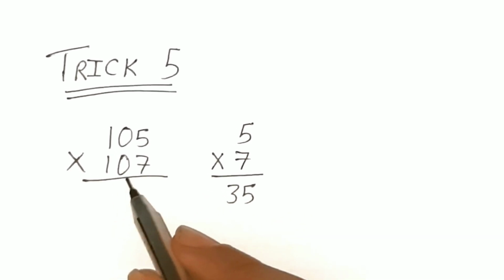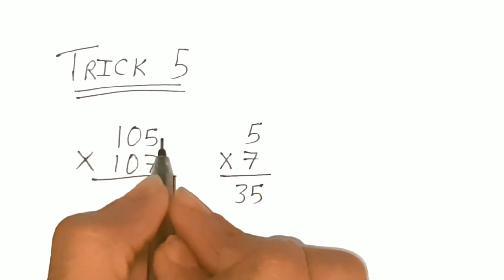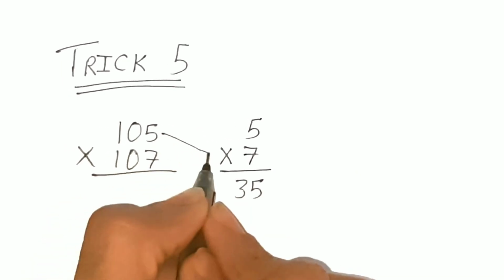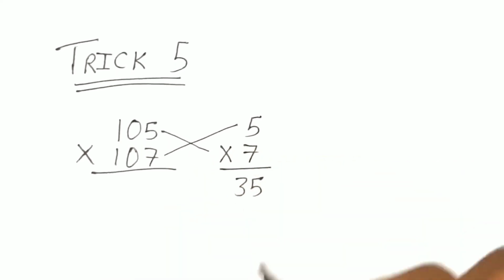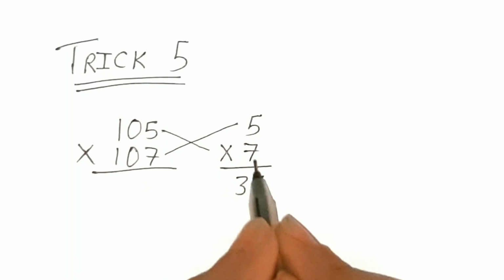Okay, so now we'll do cross addition. As the numbers are bigger, we'll do cross addition. That is, we can add 105 with 7, or we can do the vice versa. We can add 5 to 107. Doesn't matter, because the answer would be the same.